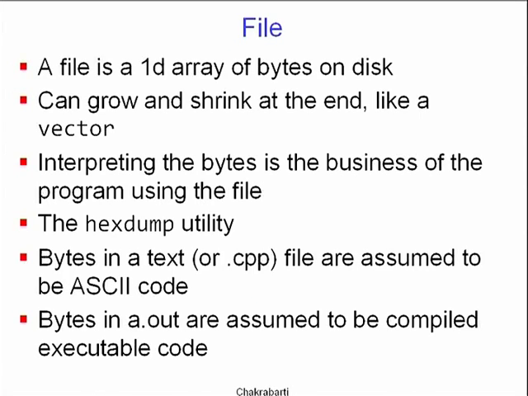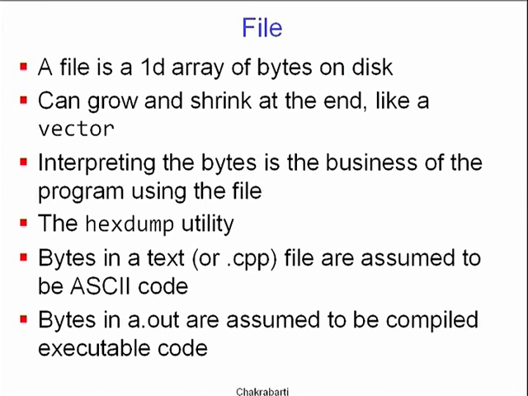So what is a file? A file is a 1D array of bytes on disk. Just like memory is a 1D array or vector, a file is also a 1D array of bytes, with the difference that it exists on disk and so it's slower to access. There's no other difference. It can grow and shrink at the end just like a vector. Interpreting the bytes is the business of the program that uses the file. The operating system doesn't care what you store in a file.